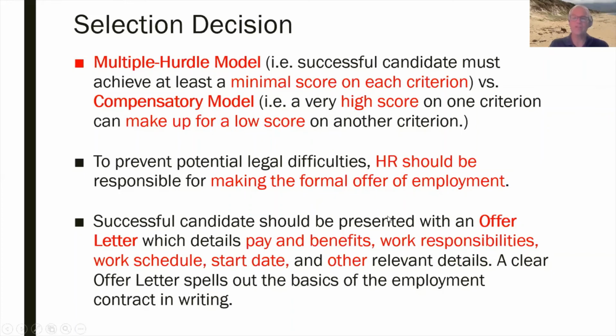Quite often, or what should be done, is an offer letter will dictate some of the key terms and conditions of employment, like pay and benefits, work responsibility, start date, etc. And this is really important. This really sets the terms of the common law employment contract. So get the HR person to do it and make sure you have an offer letter.